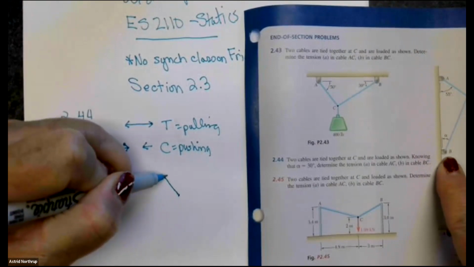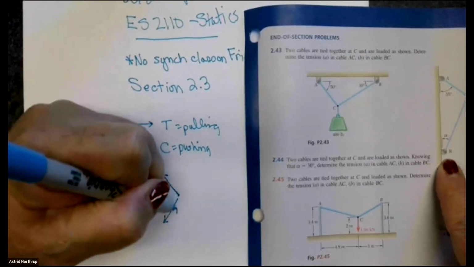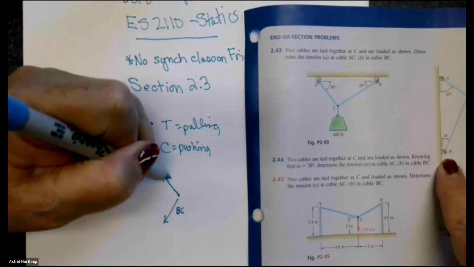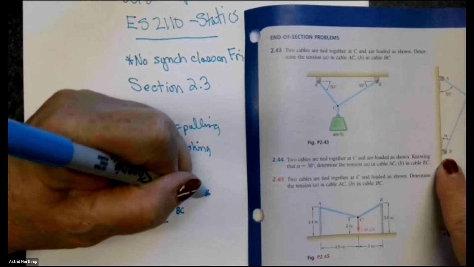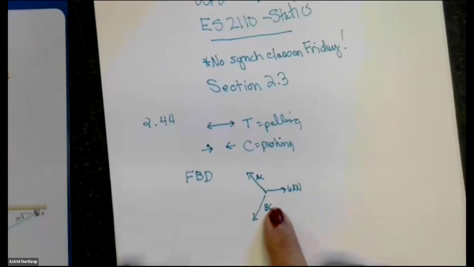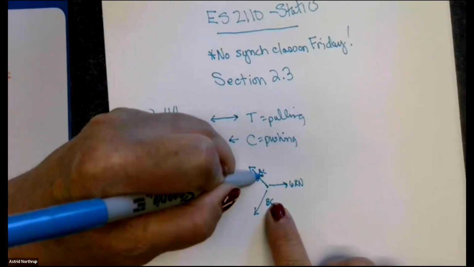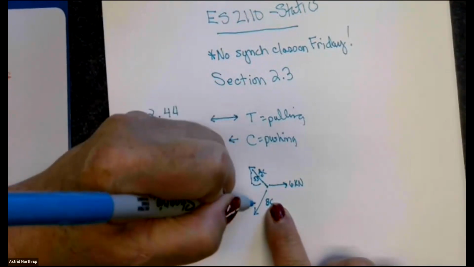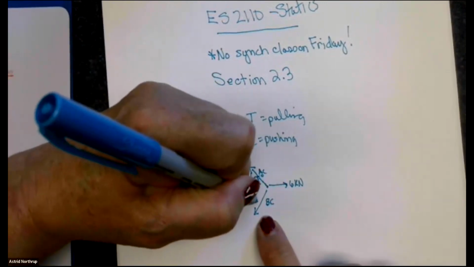Well, the answer is, it's going to, in both cases, be pulling. So this is BC, and this is AC, and this is the 6 kilonewton force, which is purely X. All right, so this is actually almost the entire free body diagram. We're told that this angle is 55 degrees. And we're told that this angle, which is identified as alpha, is 30 degrees.